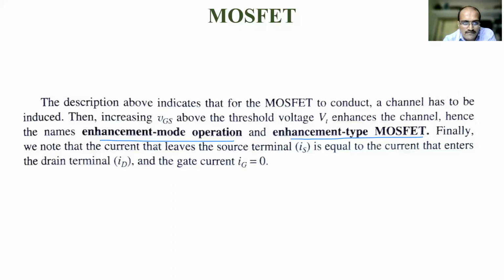And finally, we note that the current that leaves the source terminal is equal to the current that enters the drain terminal. So ID is always equal to IS, and the gate current IG is equal to 0. Normally, IG is 0 in the case of a MOSFET. We don't need a separate term like IS; we will not write it at all, because one notation will be reduced. The same ID will be shown at the source side, which we will see in MOSFET biasing circuits.